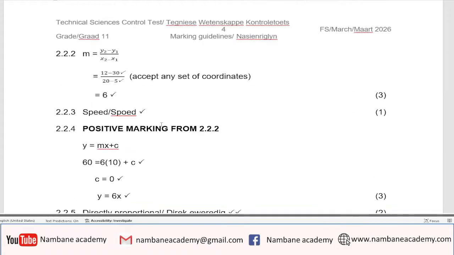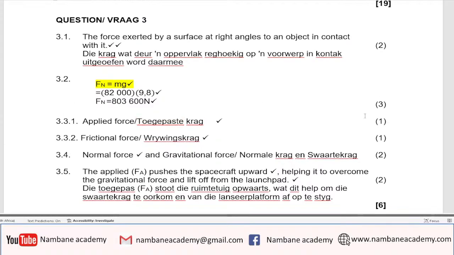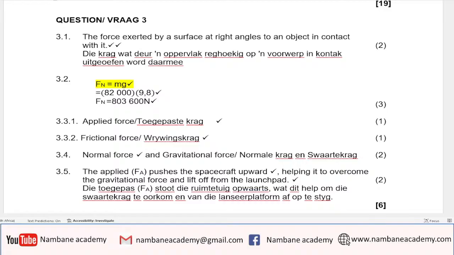Question 3, study the diagram of a spacecraft launch below and answer the questions that follow. Assume that the spacecraft was on a flat horizontal launch pad before takeoff. Then they asked us to define normal force, which is defined as the force exerted by a surface at right angles to an object in contact with it, for 2 marks.